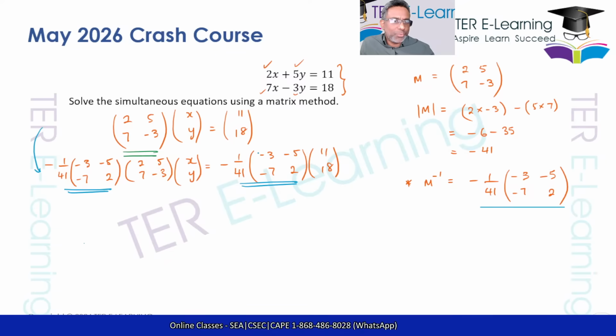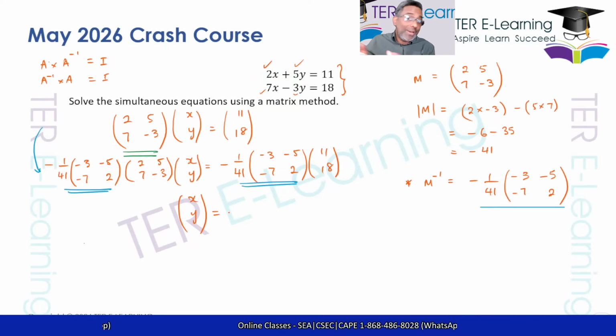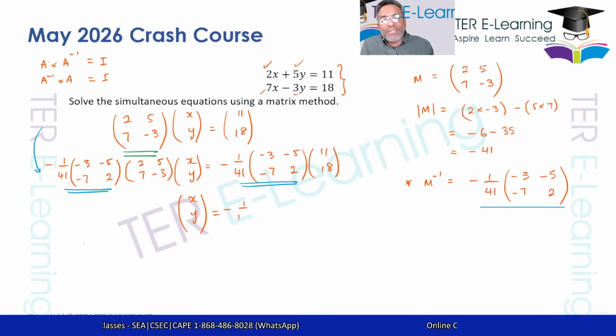Okay, so we're trying to solve this equation simultaneously here. The first thing I did, I worked out the inverse. On the left-hand side here, remember I told you that if I take a matrix and multiply by its inverse, I'll get the identity matrix. The same applies if I take the inverse and multiply by the matrix, I will still get the identity. So the whole left-hand side just becomes x and y. Now this minus 1 over 41, let's leave that right here.